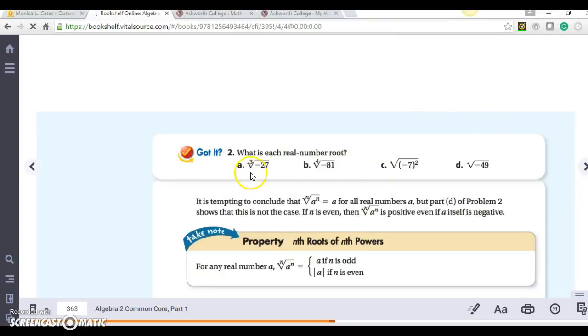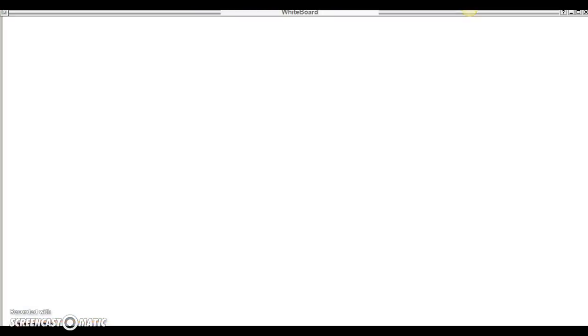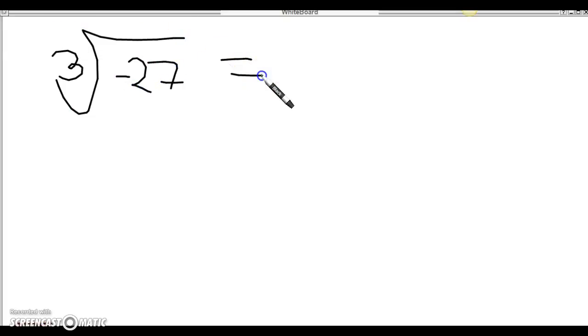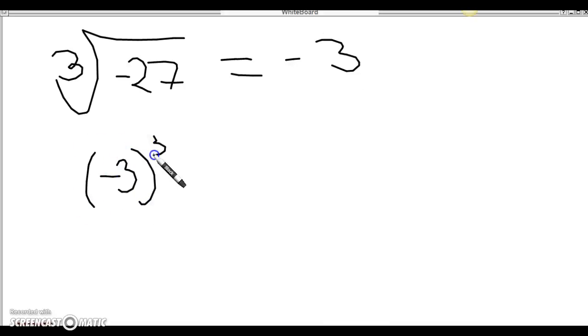So now let's look at the guided practice. It says, what is each real number root? So for the first one, the cube root of -27, we know that that's going to be -3. And we know that because -3 to the third power equals -27.